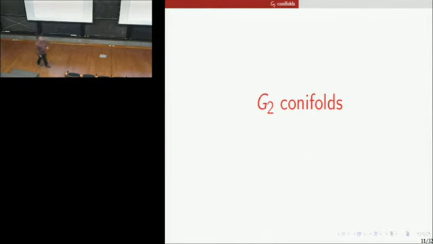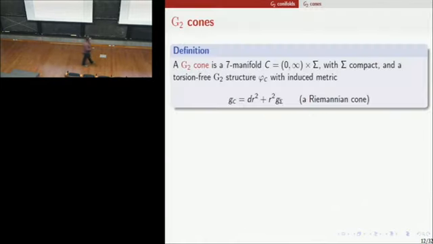I'll tell you why we chose not to do it, but the main reason is to keep things a little simple. Okay, so before I can tell you what a conifold is, I have to tell you what a G2 cone is. So a G2 cone is going to be a Riemannian 7-manifold, which is topologically an interval times a compact 6-manifold sigma, such that there's a torsion-free G2 structure phi on here, with the induced metric coming from phi being the cone metric. So sigma is some compact Riemannian 6-manifold, and we want a metric on it such that when you take the cone over it, you get something with holonomy contained in G2.